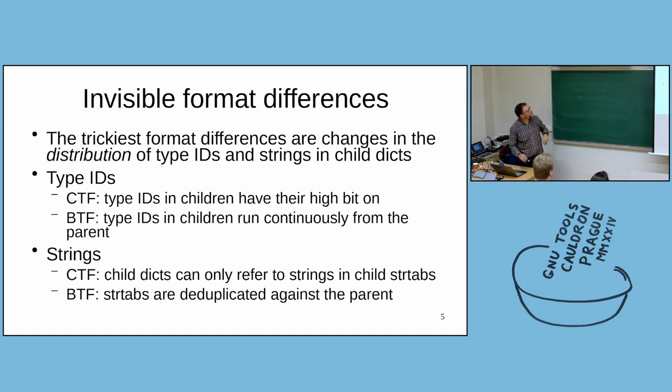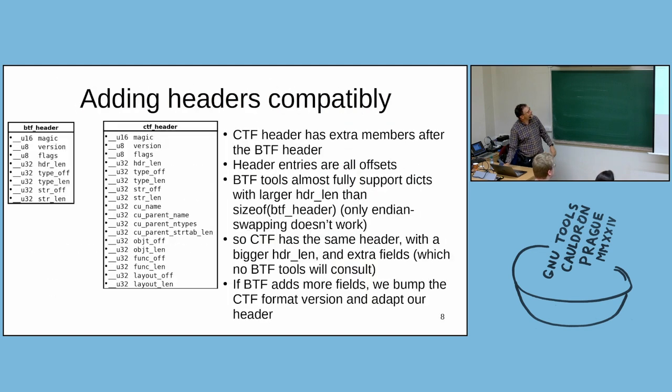We couldn't do it in BTF and CTF because there's only one parent. But with BTF, the format doesn't change if you add another child or not. It just means you run continuously from whatever the parent was. In BTF, there is actually no indication that you are a child at all, which is another unfortunate thing. You can't even tell if split BTF is split except from the file. With CTF, you can tell that they're the child by the flag, which is non-zero.